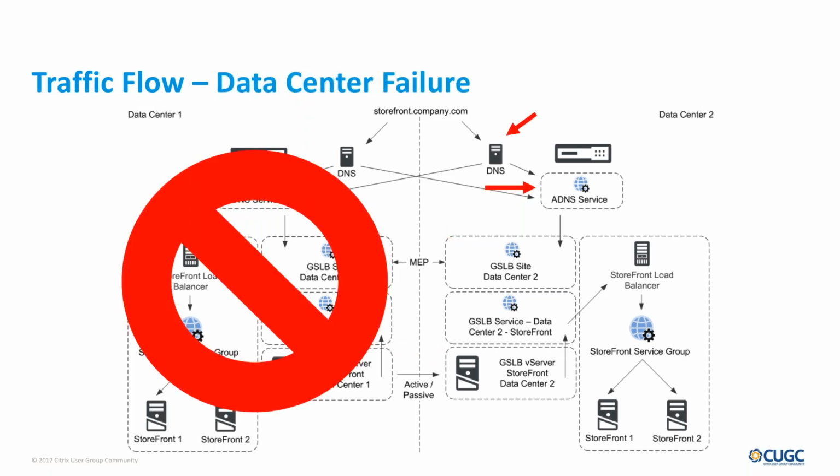So then if we lost our entire data center on premises, the user would type in storefront.company.com. Because we've delegated that to both on-premises and your Azure ADNS service, it would query DNS. It would get handed down to ADNS in Azure. This would then query the GSLB site database on your NetScalers running in Azure. It would know that the primary is down, so it would send back the IP address of your storefront service running in the cloud.